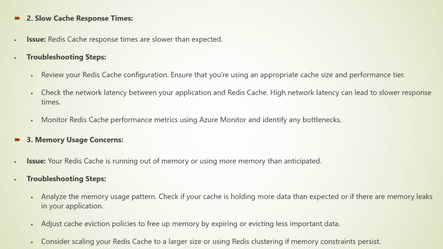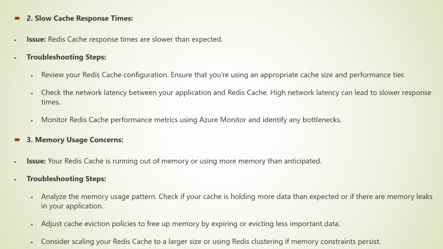2. Slow cache response times. Issue: Redis cache response times are slower than expected. Troubleshooting steps. Review your Redis cache configuration. Ensure that you're using an appropriate cache size and performance tier. Check the network latency between your application and Redis cache. High network latency can lead to slower response times. Monitor Redis cache performance metrics using Azure Monitor and identify any bottlenecks.